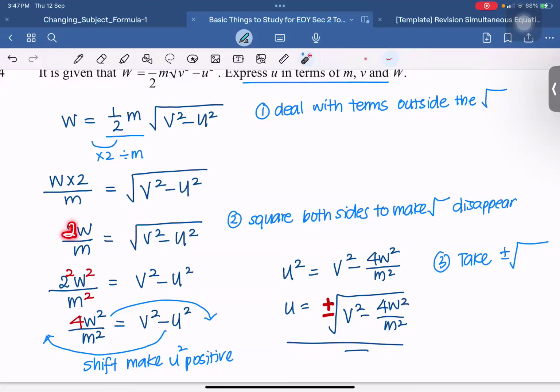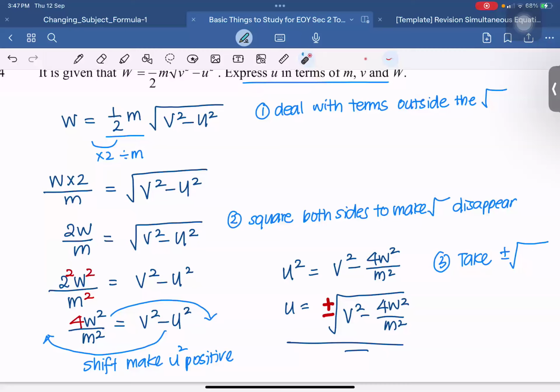Square the number 2, become 2 squared, become 4. Square the number w, get w squared. Square the letter m, become m squared. So we square everything individually. Okay.